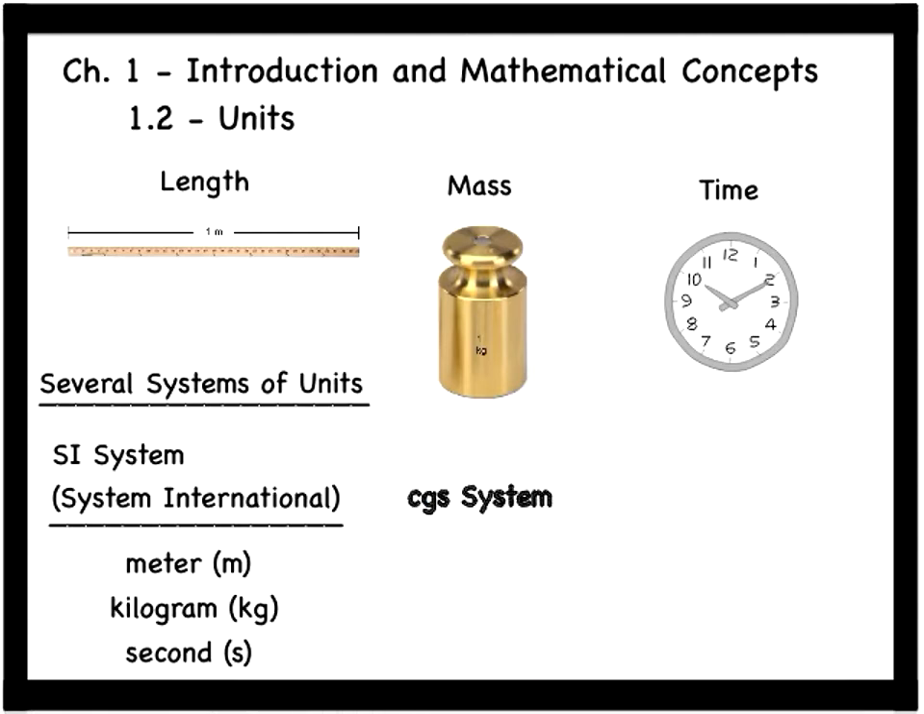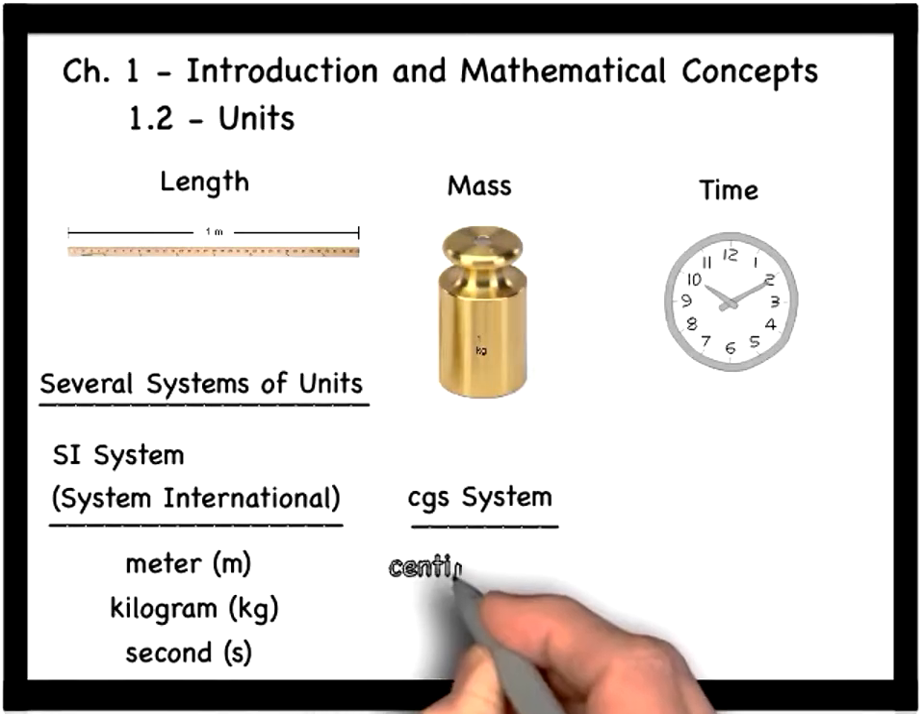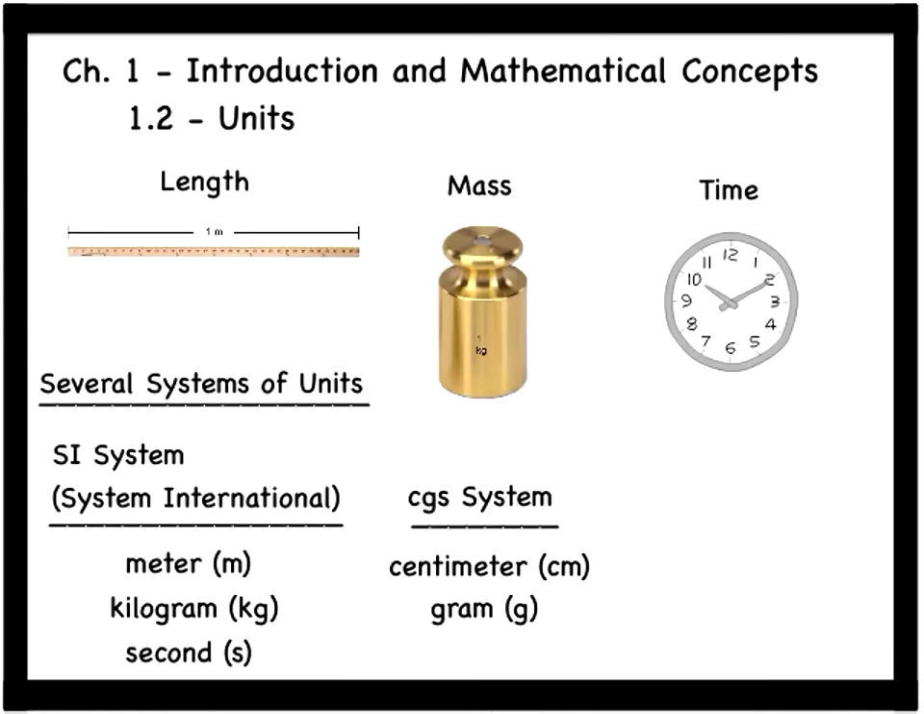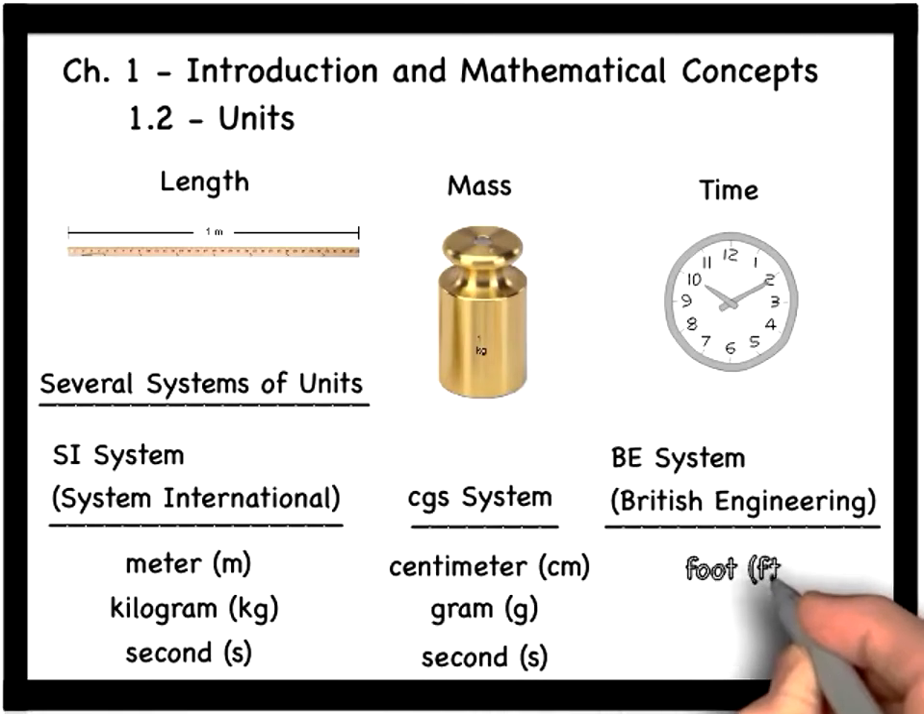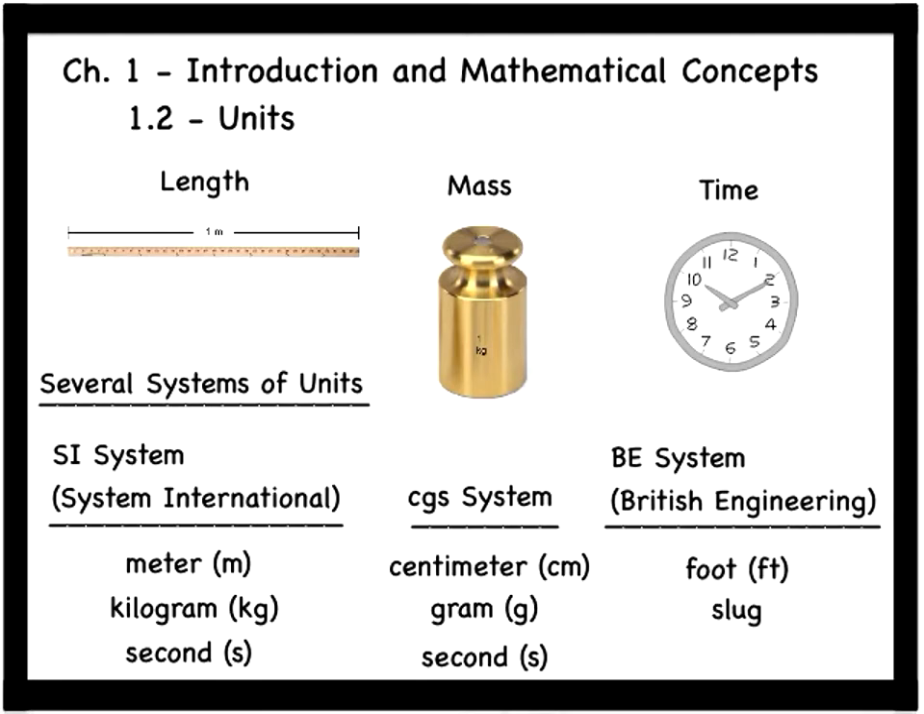The CGS system utilizes the centimeter, gram, and second for length, mass, and time respectively, and the BE system, or the British Engineering System, uses the foot, the slug, and the second. In this course, we will use the SI system.